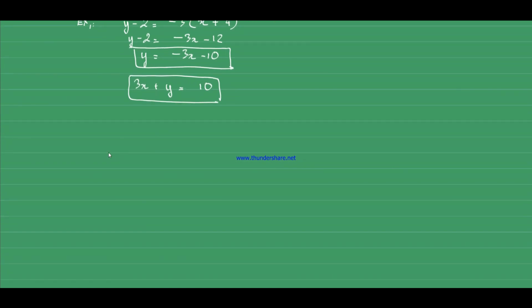Now, in example number 2, let me give you something else. I have y minus 3 equals a fraction times (x minus 4). Again, don't panic if you see the fraction. It's just a number.